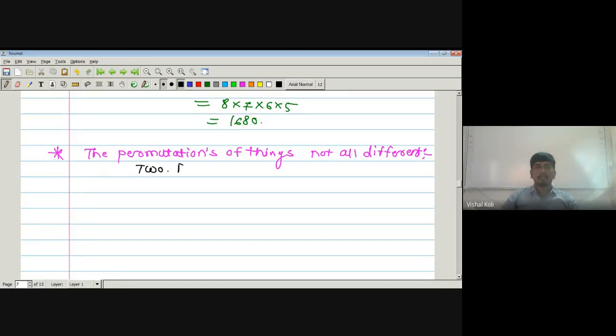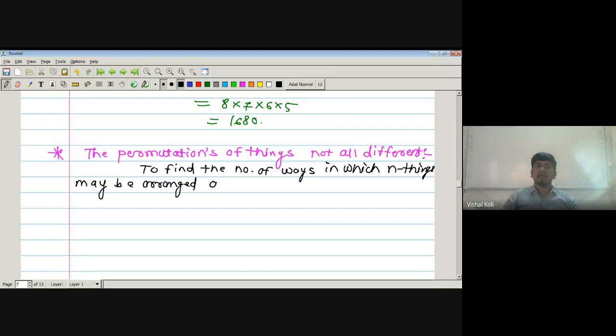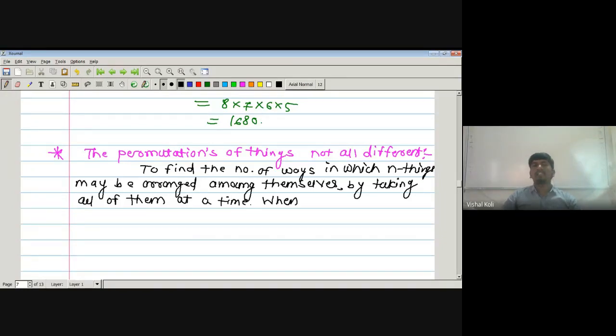To find the number of ways in which n things may be arranged among themselves by taking all of them at a time, when, as here we have to see the permutations of things not all different, as there are n things and these n things are not different.